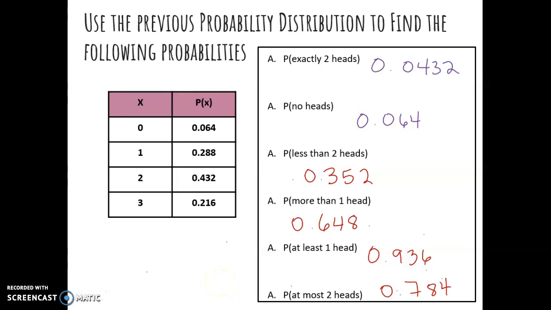This video is binomial distributions part 3. So we're picking up with the last slide we did in the last video, and we had found all of these probabilities using this probability distribution on the left.